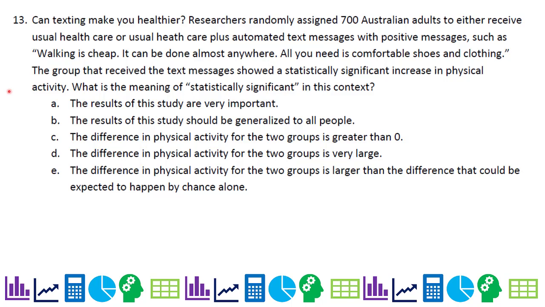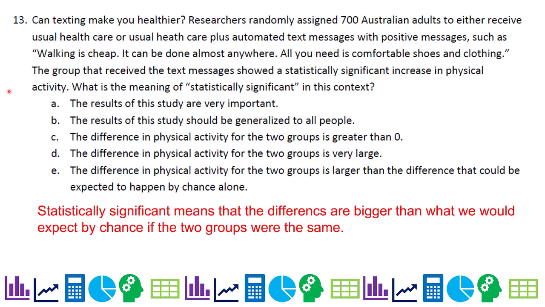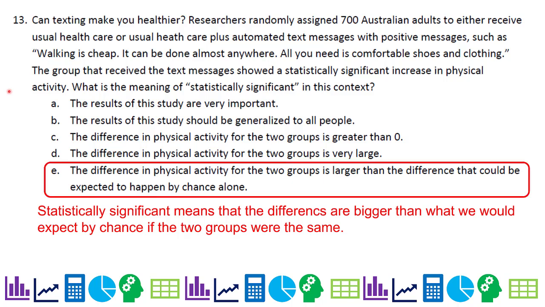All right. So first of all, what does statistically significant mean in any context? It means that the differences are bigger than what we would expect by chance if the two groups were the same, or the multiple groups were the same. In this case, we also add physical activity. So we say the difference in physical activity for the two groups is larger than the difference that could be expected to happen by chance alone.